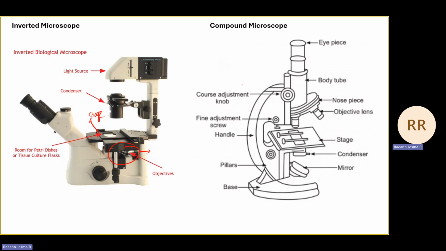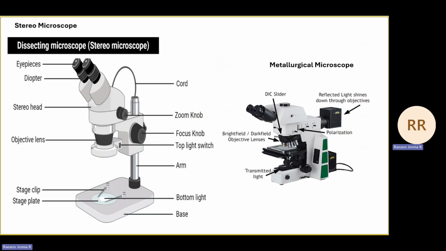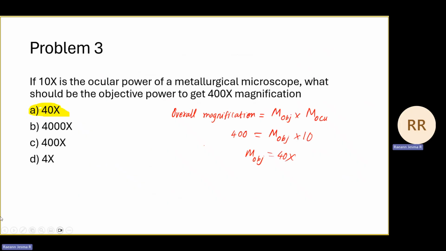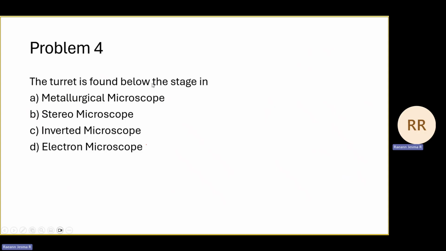This is the image of a compound microscope. Here the turret is above the sample stage, so the correct answer is not a compound microscope. In the case of a stereo microscope, you again see that the objective lens is above the stage plate, so this is also wrong. This is how a metallurgical microscope looks, and here also the objective lens is above the sample stage. So this is the turret. The correct answer for this problem is that a turret is found below the stage in an inverted microscope. Option C.